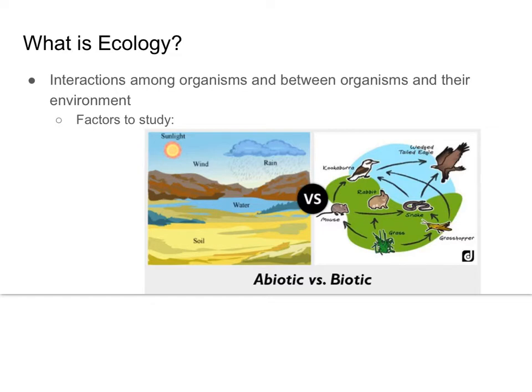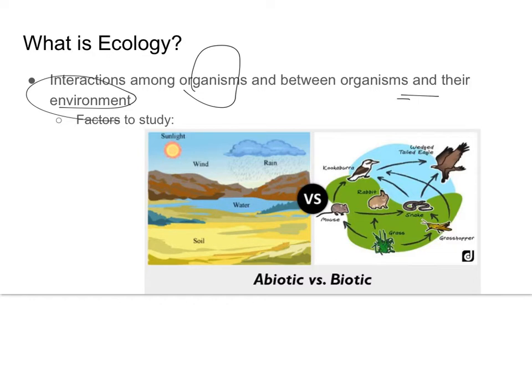We're going to be talking about the interactions among organisms. So how predator and prey interact and how members of the same species interact. But we're also going to be talking about the interaction between organisms and, very importantly, the environment.